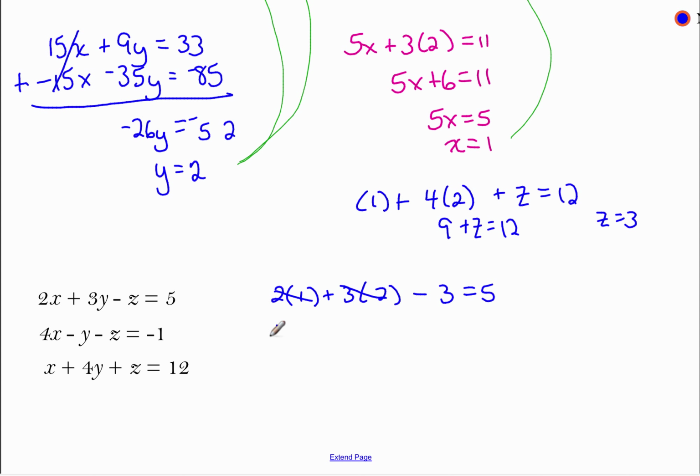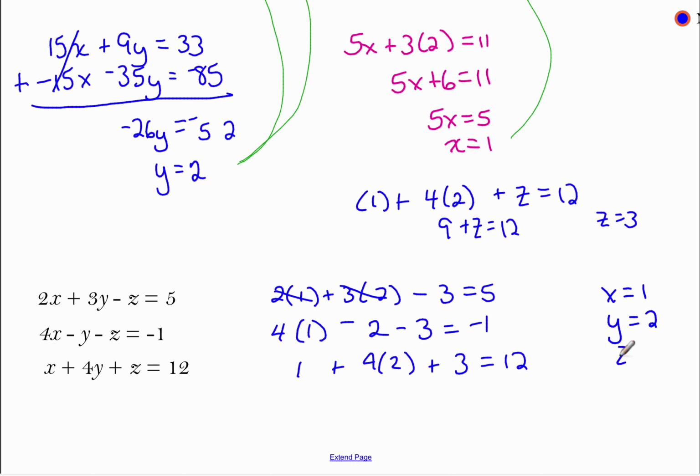Okay, that checks. 4, my x value is 1, minus my y value is 2, minus my z value of 3, better get me negative 1. 4 minus 2 is 2. 2 minus 3 is negative 1. Looking good. One more to go. X is 1 plus 4 times the y value, which is 2, plus 3, better get me 12. 1 plus 8 is 9. 9 plus 3 is 12. Yep, so my answers of x is 1, y is 2, and z is 3, all checked.